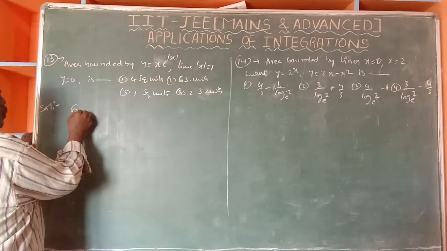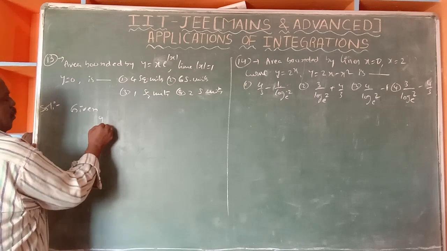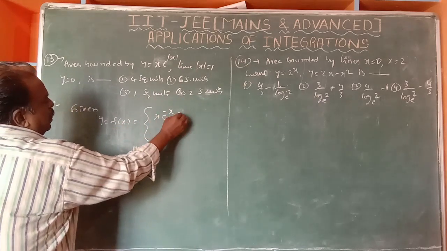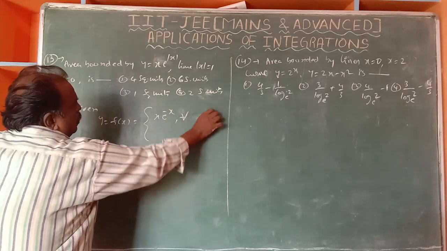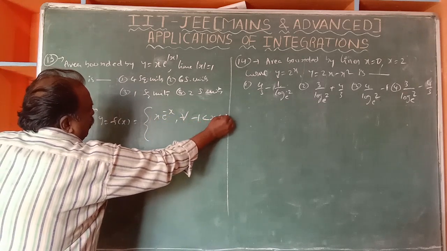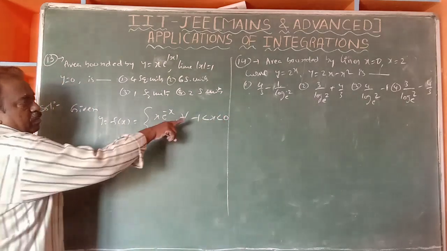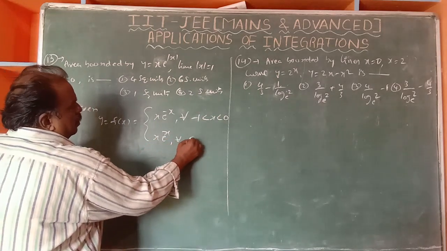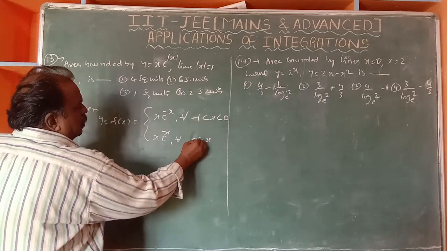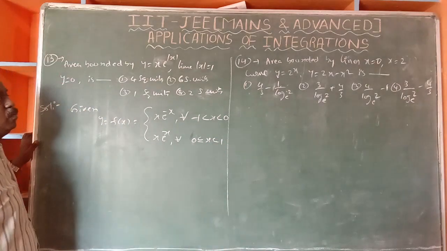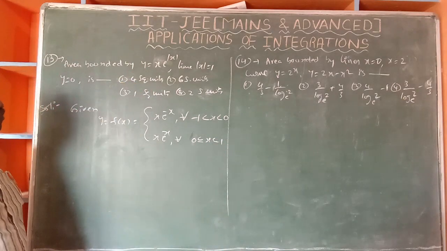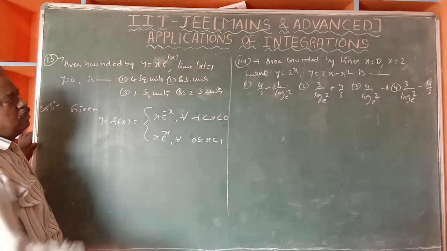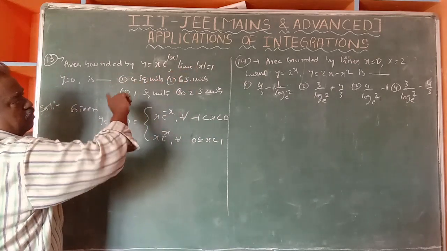You see, observe it. Given y is equal to f of x is equal to x e power minus x for minus 1 less than x less than 0. Okay? When x is negative, it is a minus. And x e power x for 0 less than or equal to x less than 1. That is the meaning. Why are you taking the interval minus 1 to plus 1? Because the ordinates are mod x is equal to 1, which means it is between minus 1 and plus 1 only.